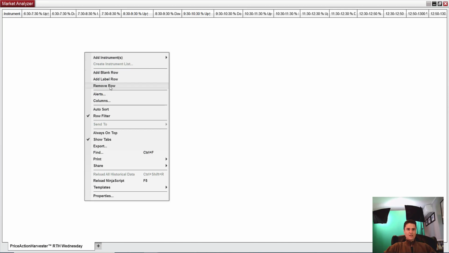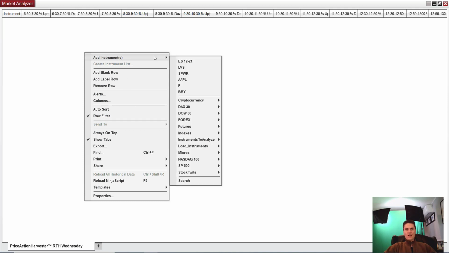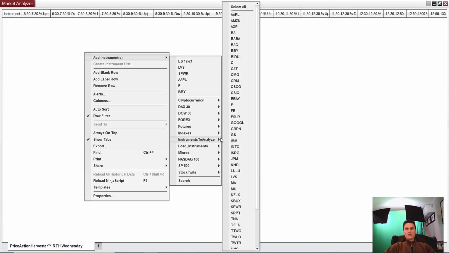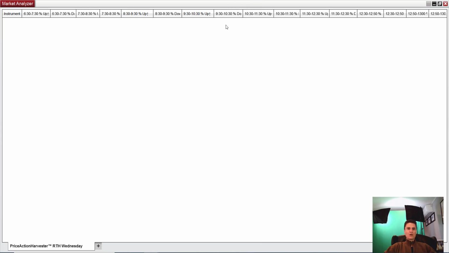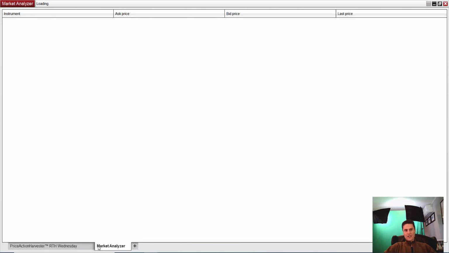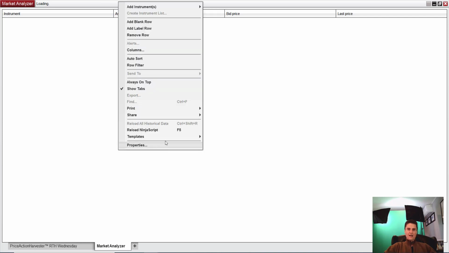So what I'm going to do is I've already prepared some instruments. If I wanted to load my instruments, I'm just going to go to Add Instruments, and for instruments to analyze, these are all essentially stocks. So I'm going to go ahead and load that on one side. And as it's loading, I'm going to open up another tab. And on this one, I'm going to do that whole process again. And I'm just going to load.